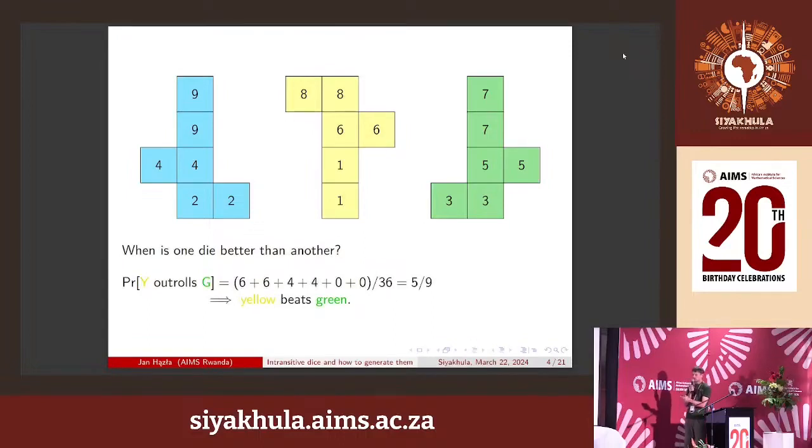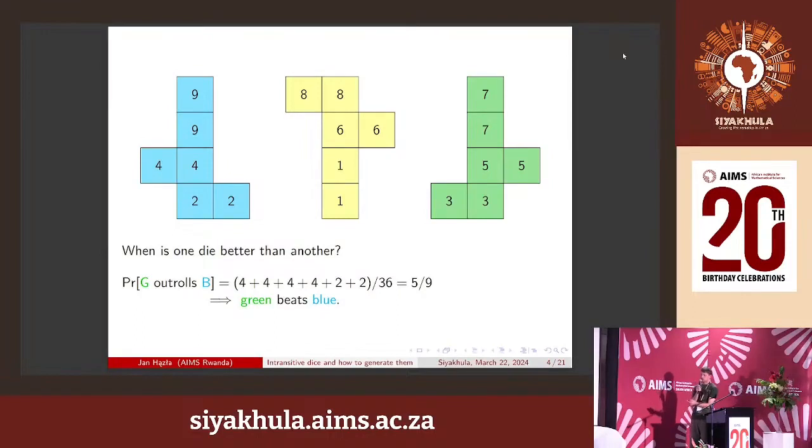I can do the same with the yellow one. Then you do the counting. Believe me, 6 plus 6. 8 and 6 win everything. 1 always loses. 6 wins with 5 and 3. Anyway, it's 6 plus 6 plus 4 plus 4. When you compare the yellow and the green one, you will also see that it adds up to 20 over 36. So yellow beats green.